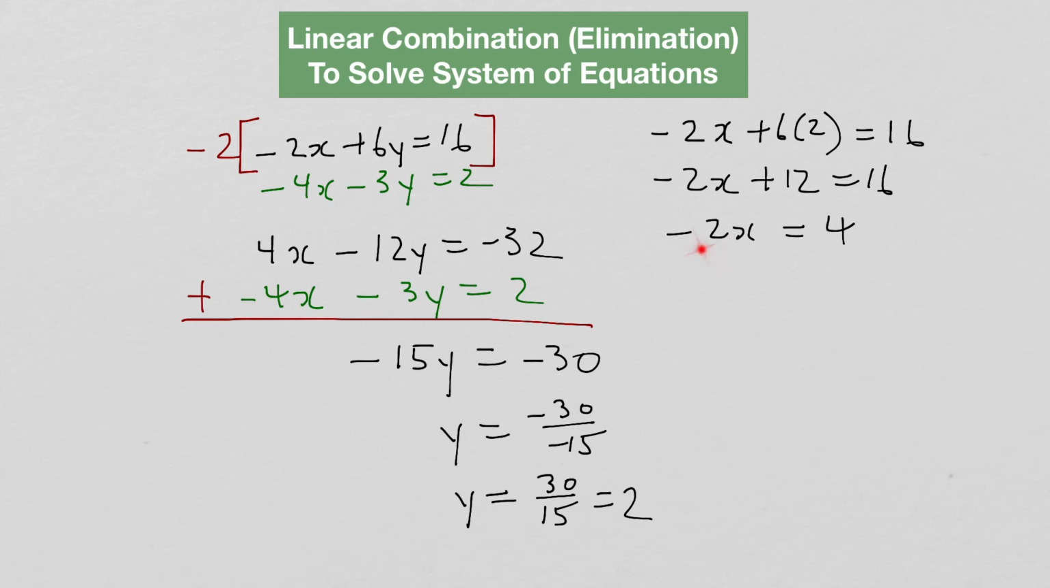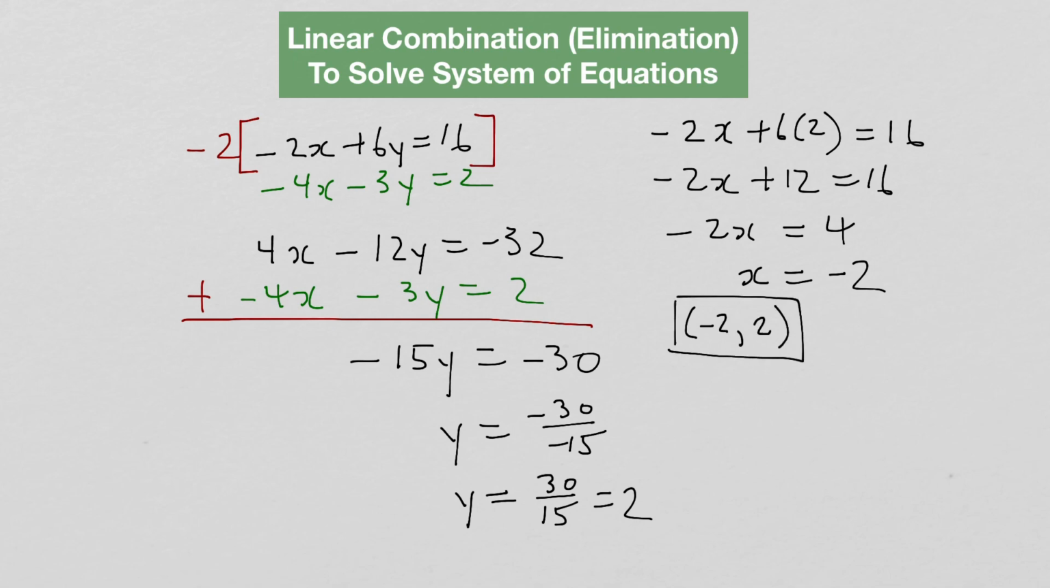Then we're going to move this -2 over to this side. Because this is a product, I need to divide both sides by -2. When we do that, we get x is equal to -2, because 4 divided by -2 is -2. So now we have x and we have y. So our answer is -2, 2.